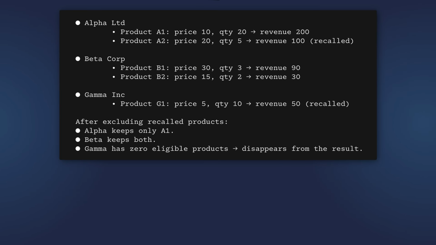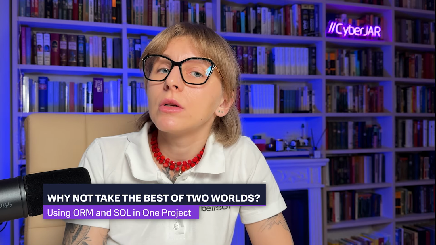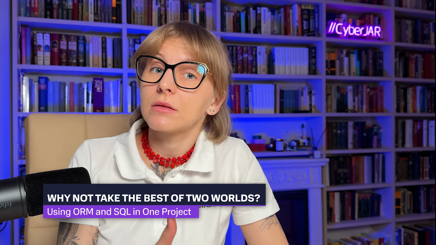Okay, so imagine that we have, again, suppliers and products. And with this query, we want to generate a report on the suppliers. We want to count their revenue based on the products that weren't recalled, and then rank them according to their revenue. And then we also want to calculate the average price for each supplier. The query that I showed you is better written with plain SQL, and maybe you shouldn't trust Hibernate in generating such a query for you.